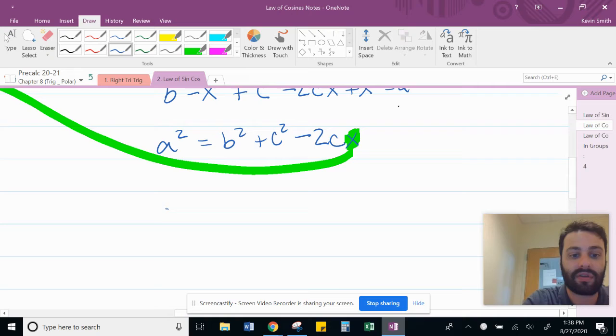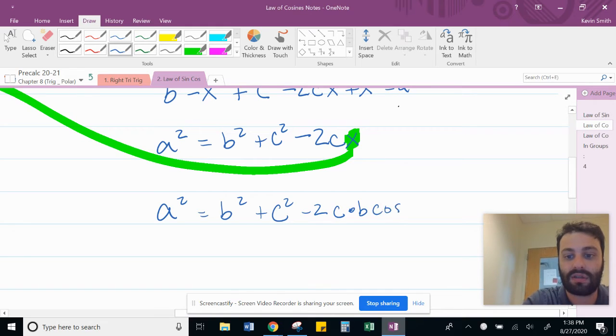We can substitute b times the cosine of A in for x. And so we end up with a squared equals b squared plus c squared minus 2c times, substituting this in, b times the cosine of A. So this is the law of cosines.